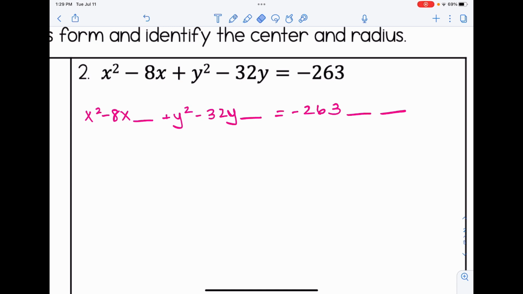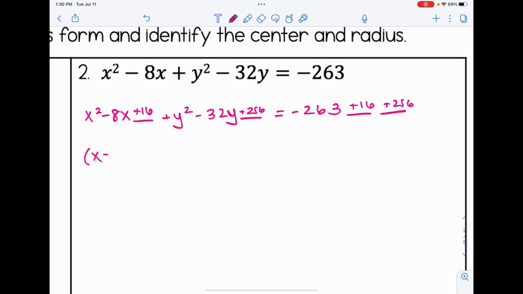All right, to fill in what these gaps are, so where I have the -8x, if I take -8, cut it in half, I get -4. Square that and I get 16, and I'll balance that out on the other side. For the y's, -32 divided by 2 is -16. Square it, you get plus 256. Balance that out on the other side.